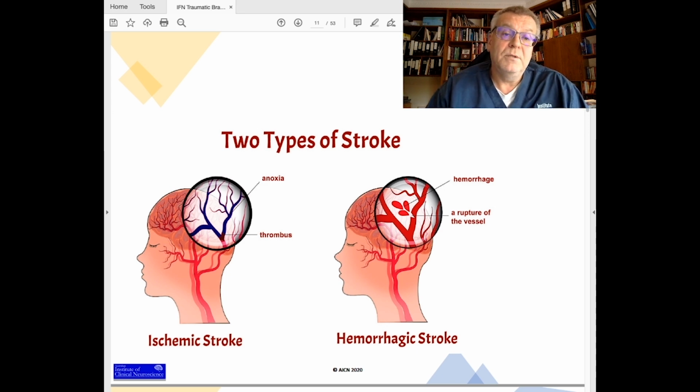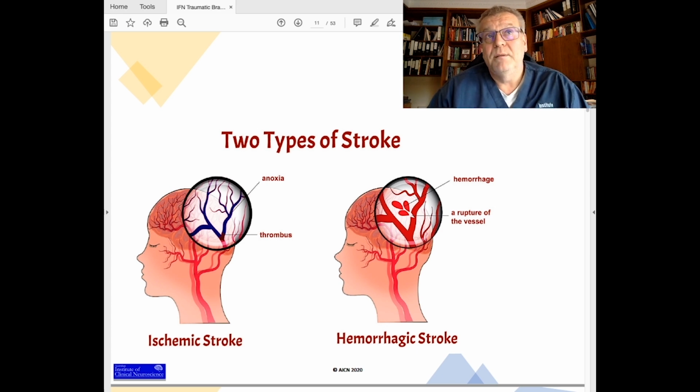So we'll start with the ischemic stroke on the left. Now, the ischemic stroke is caused by some type of blockage in a blood vessel. This is usually a thrombus or some type of blood clotting, a piece of clot that has broken loose from someplace. But it can be anything that blocks the artery. It can be an air bubble. It can be a conglomeration of immune system components.